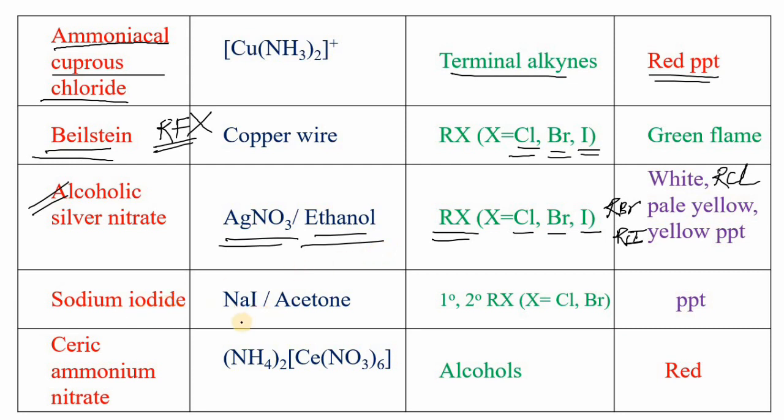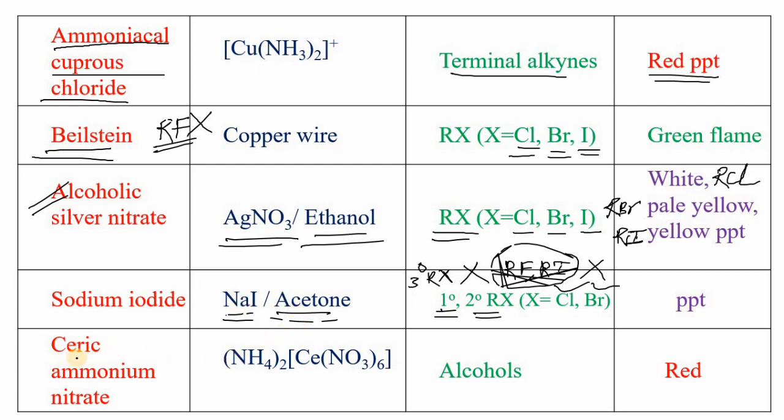Sodium iodide test. The reagent is sodium iodide dissolved in acetone. This is used for the identification of primary and secondary alkyl chlorides and alkyl bromides only. Tertiary alkyl chlorides cannot be identified, and also alkyl fluorides and alkyl iodides cannot be identified by using the sodium iodide test. When primary and secondary alkyl chlorides or alkyl bromides are treated with sodium iodide in acetone, there is a formation of sodium chloride or sodium bromide. These salts will be precipitated in acetone solution.